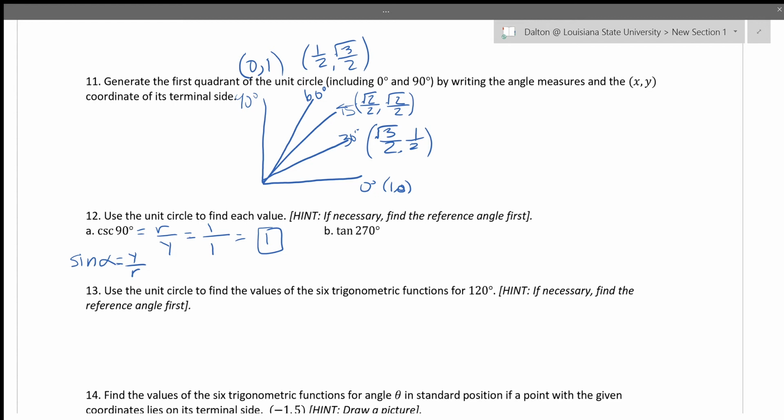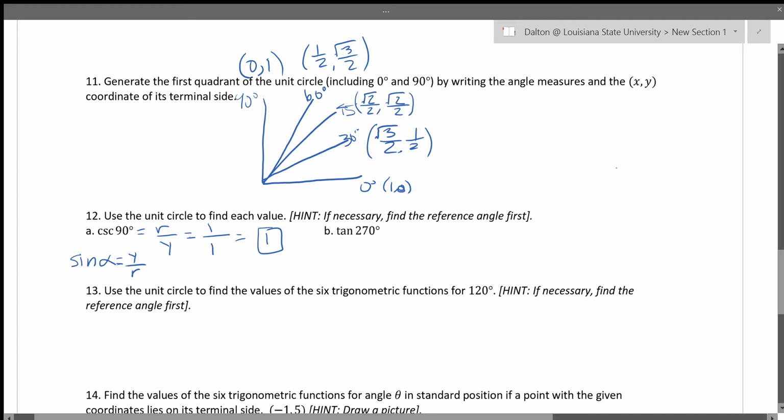If you think about where 270 degrees is on the unit circle, I'm going to draw a sketch out here. All these count by 90, right? So if that's 90, this is 180, this is 270, and this is 360. So 270 is going to be this ray right here. That coordinate is going to be 0, -1.